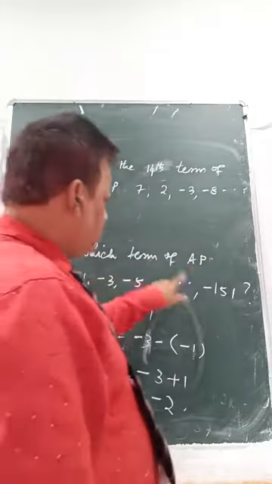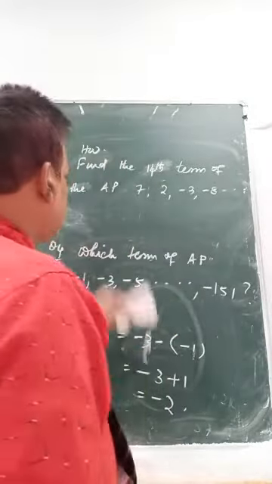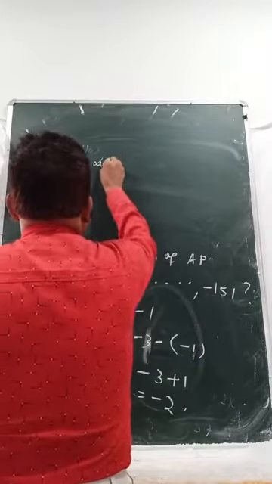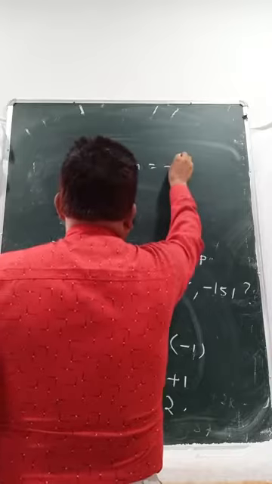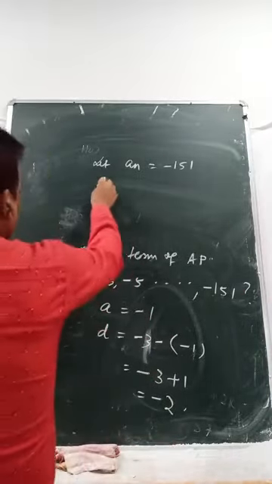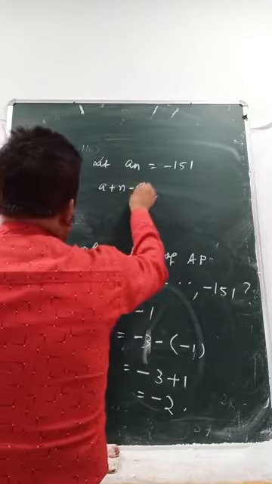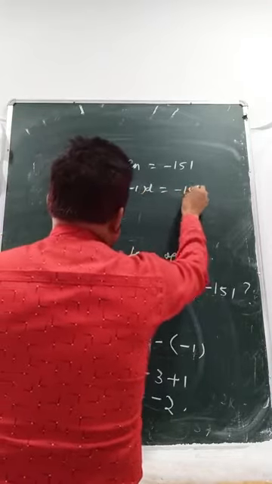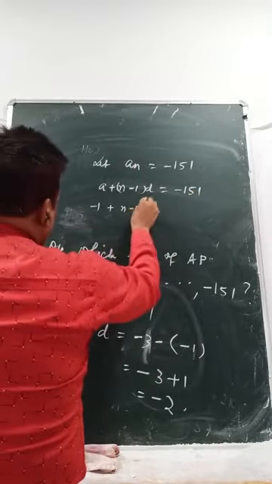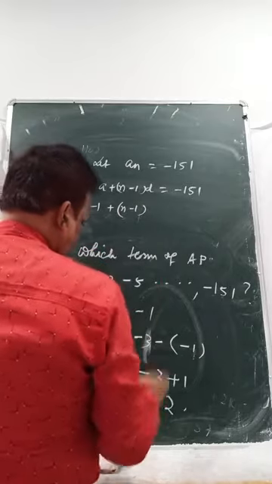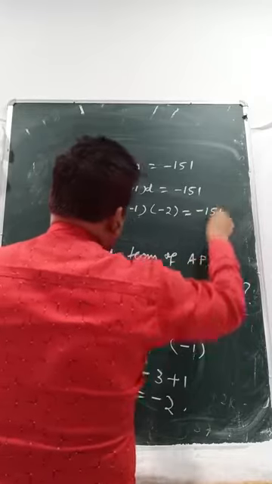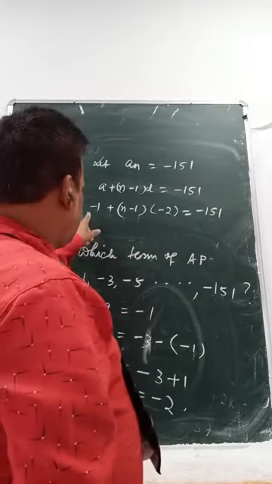Which term? Suppose the nth term is minus 151. So the formula is a plus (n minus 1) into d equals minus 151. So minus 1 plus (n minus 1) into d. d is minus 2. Look at the pattern here: minus 151. Method, what did I tell you?